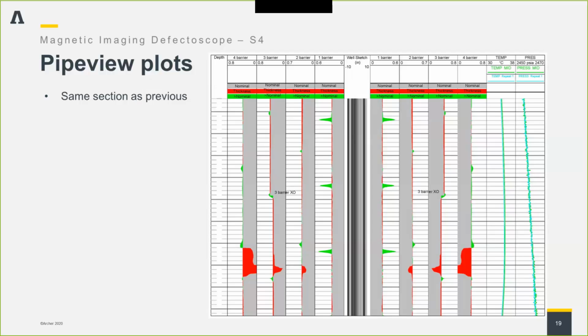From Mura Ditran: is this the same as how we do intelligent pigging and MIT? I'm sorry, say that again? Is this technology the same as how we do intelligent pigging and also multi-finger caliper?